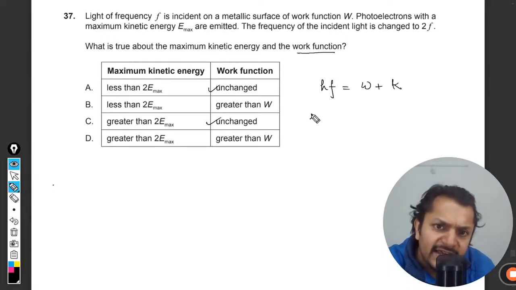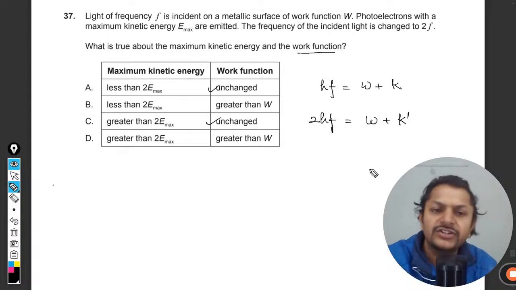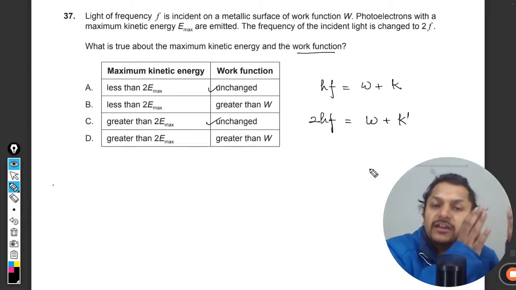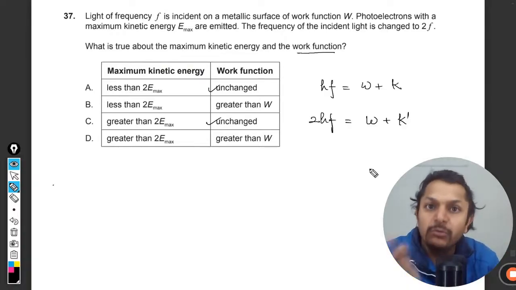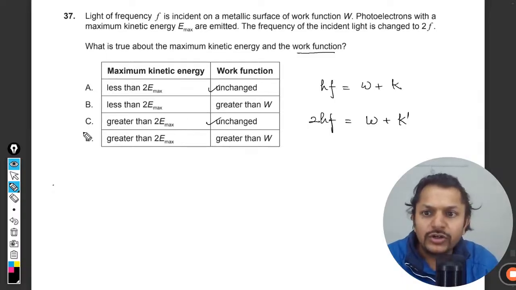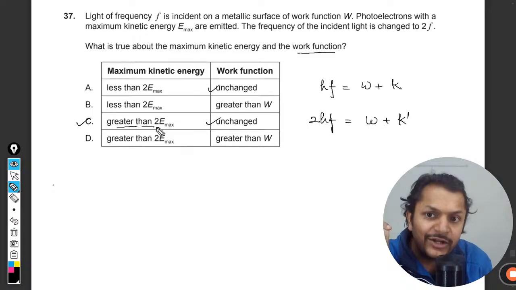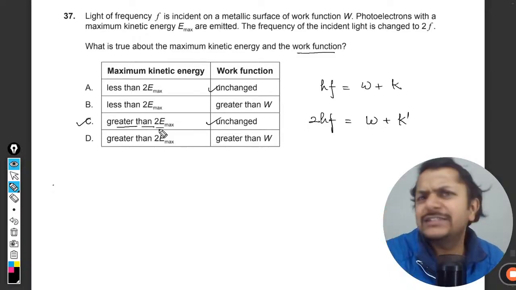And in the second case, when 2 is multiplied with the frequency, the energy of the photon is doubled. Work function remains the same, but now the kinetic energy is K dash. Definitely now the kinetic energy is more because the frequency is more, the photon is having more energy. So definitely it is going to be more. So the answer will be C. But there is a problem, greater than 2 Emax. Anyways, the answer is C, no doubt about that.